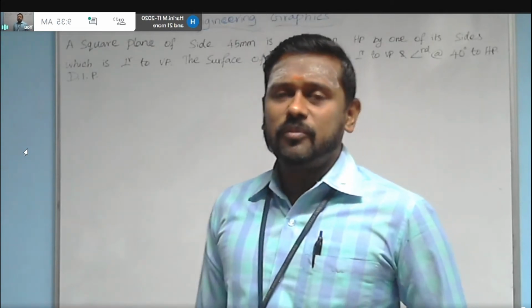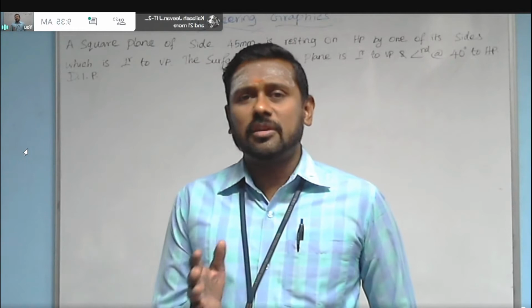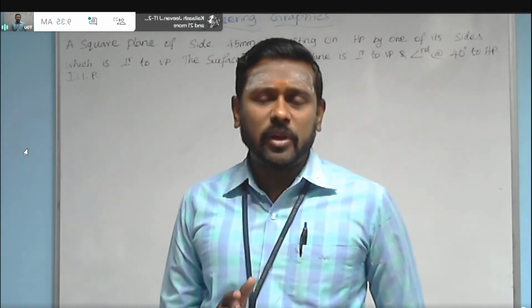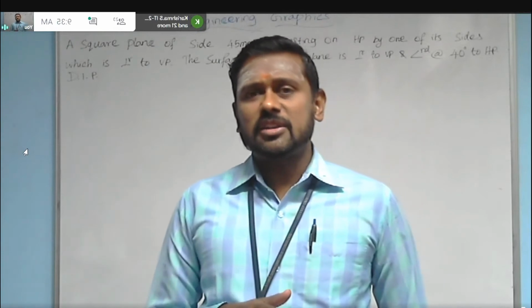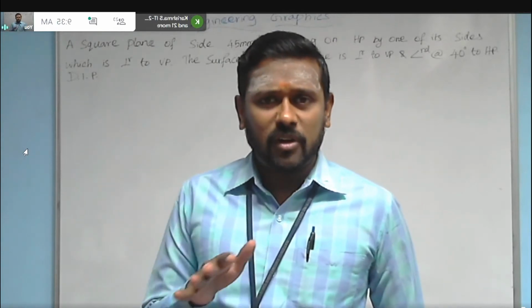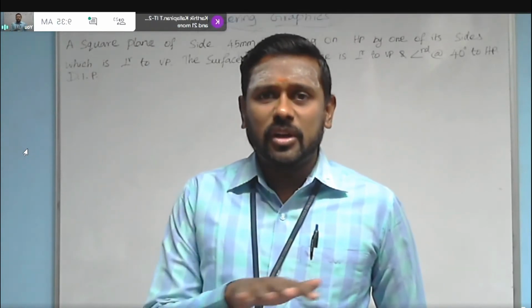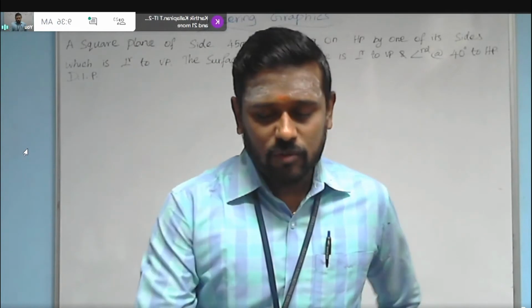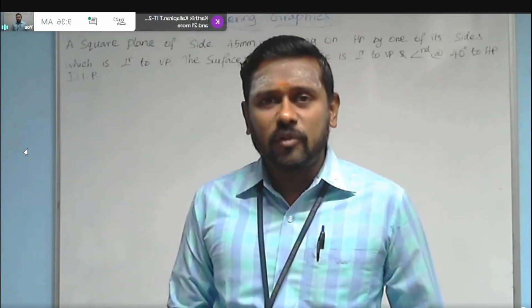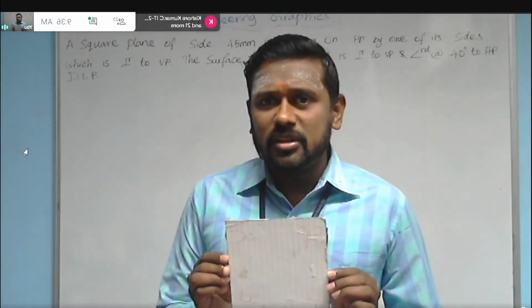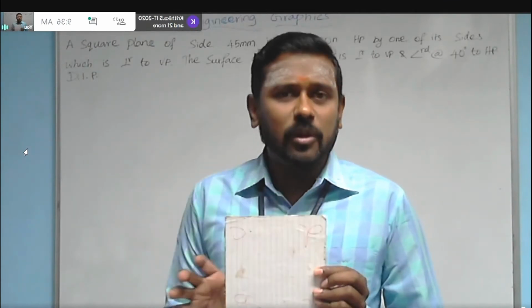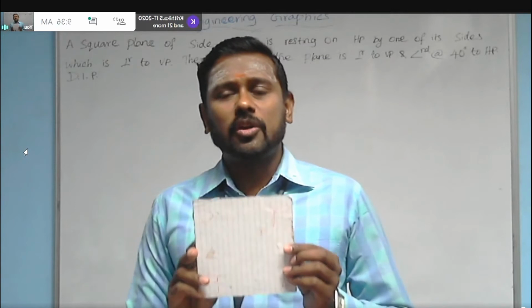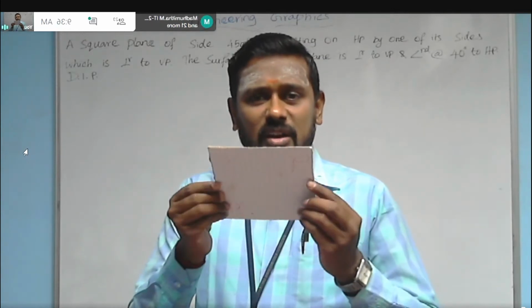From that problem we are going to have some inclination between the surface of the plane and any one of the principal planes. In this problem the inclination is between the surface of our object plane and the horizontal plane. So when you consider it in the real environment, the object in this problem is a square plane with side length 45 mm. This square plane is going to rest on the horizontal plane.